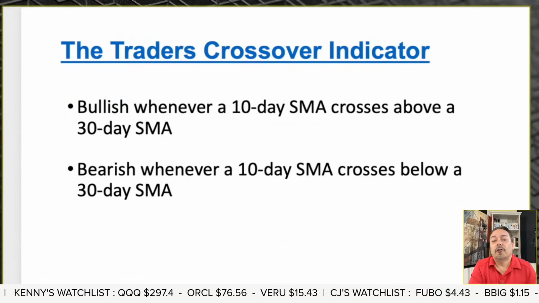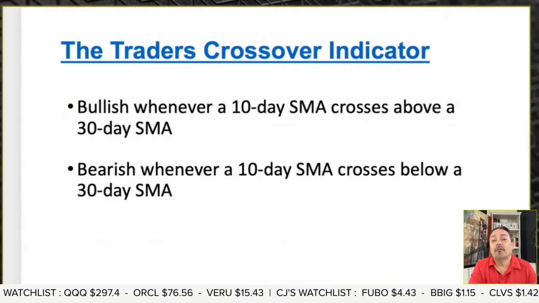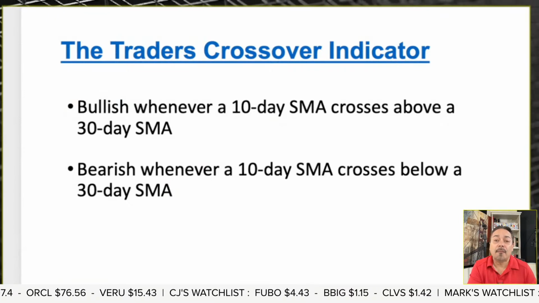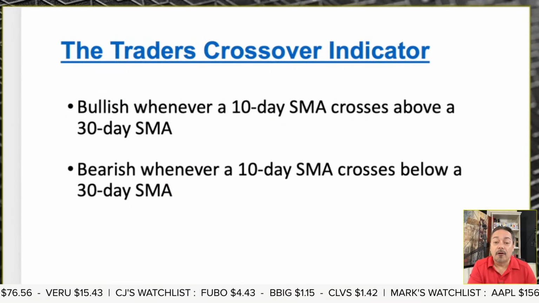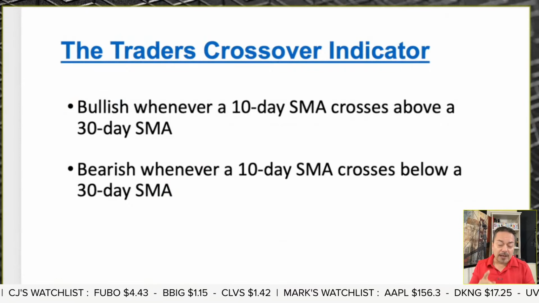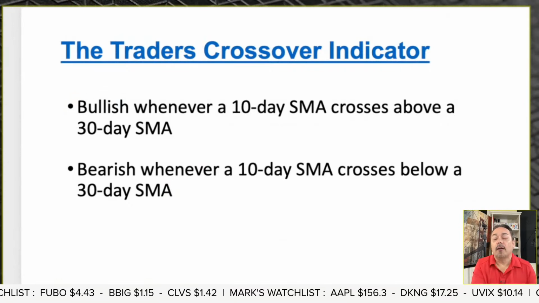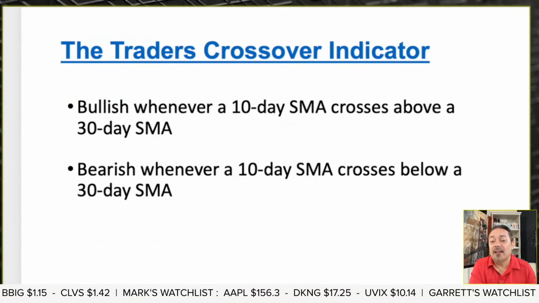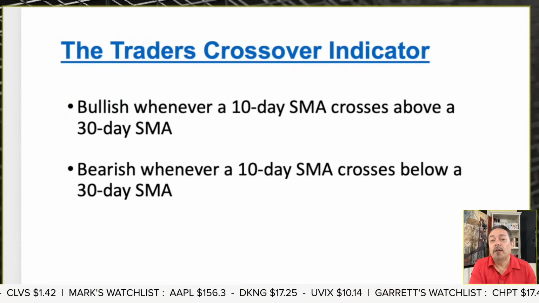But we start our scans looking at bullish crossovers and bearish crossovers. A bullish is when a 10-day crosses above a 30-day, and that SMA means simple moving average. Bearish is when the 10-day crosses below the 30-day, right? So if you look at every single one of our Quantum Data Profit trades, you're going to see that they had at least this. This was the first thing that we looked at.